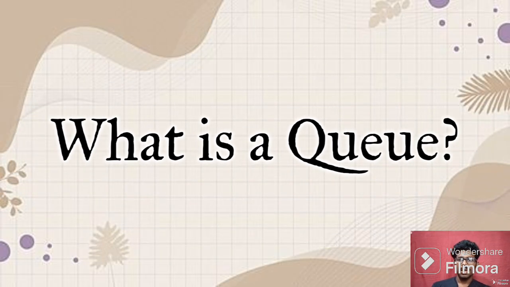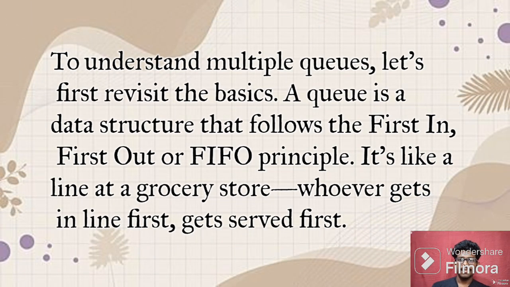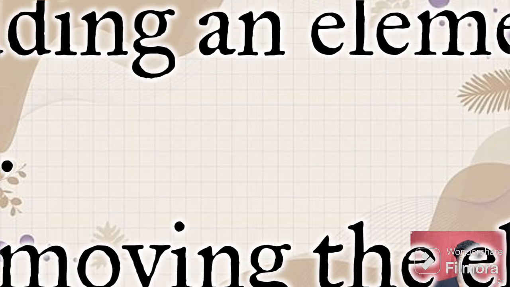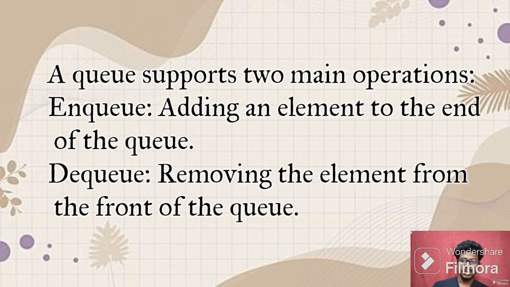What is a queue? To understand multiple queues, let's first revisit the basics. A queue is a data structure that follows the first in, first out, or FIFO, principle. It's like a line at a grocery store. Whoever gets in line first gets served first. A queue supports two main operations. Enqueue, adding an element to the end of the queue. Dequeue, removing the element from the front of the queue.